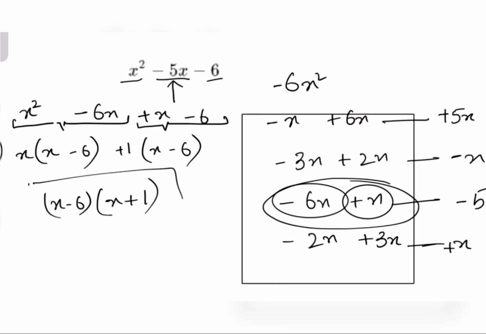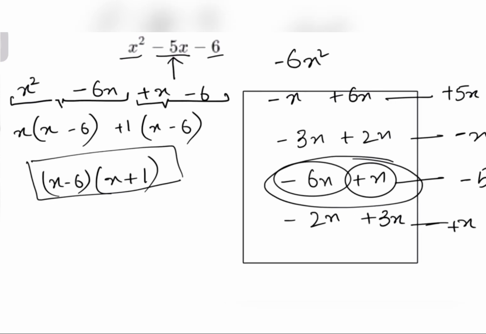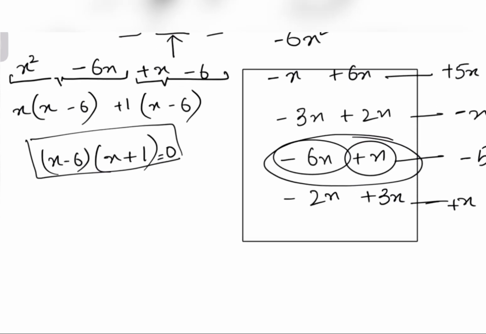Now this is the final answer to our question. x squared minus 5x minus 6 can also be written as x minus 6 into x plus 1. Now to solve this equation, we'll usually have an equal to 0 in the question. Putting this equal to 0 here, we can use the zero product property, and we can say x minus 6 equals 0 and x plus 1 equals 0.